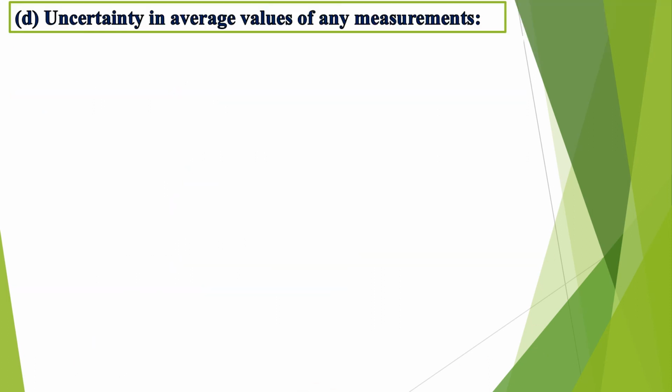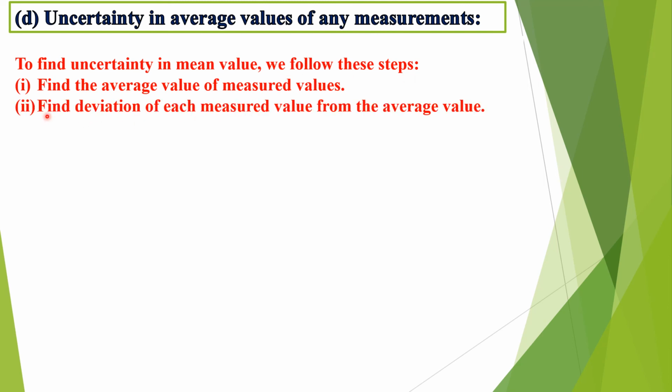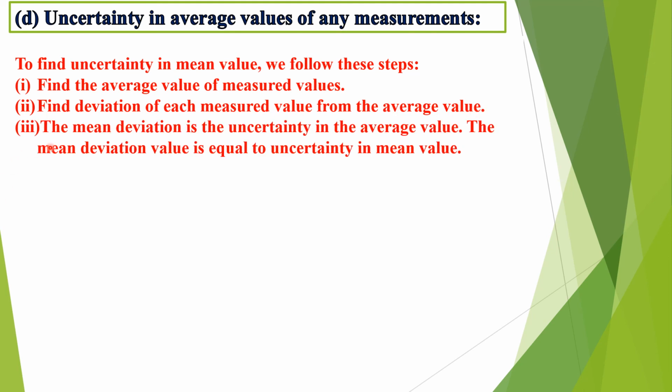Uncertainty in average values of measurements. To find uncertainty in mean value, we follow these steps. Step number 1, find the average value of the measured values. Step number 2, find the deviation of each measured value from the average value. Step number 3, the mean deviation is the uncertainty in the measured value. The mean deviation value is equal to the uncertainty in mean value.